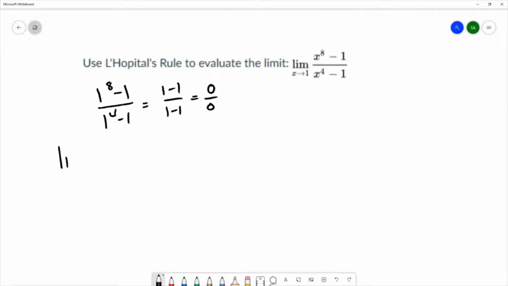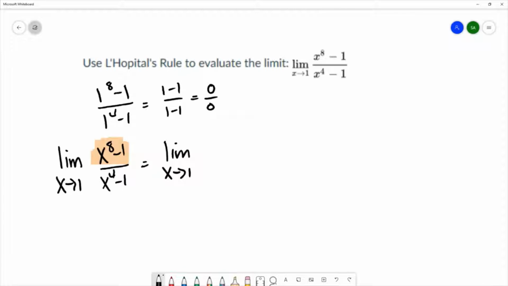So with L'Hopital's rule, we'll find the limit as x goes to 1 of x to the 8th minus 1 over x to the 4th minus 1. And L'Hopital's rule says we can calculate the derivative of the numerator using the same limit. We would have 8x to the 7th over 4x cubed. So we're also calculating the derivative of the denominator.